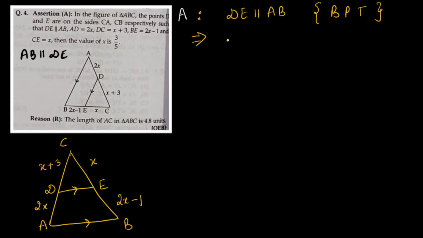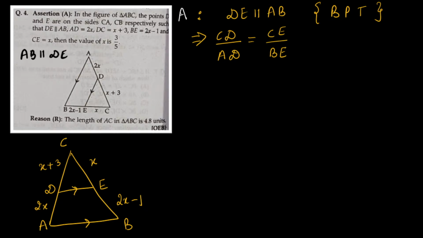So according to BPT, the ratio of the parts of these two sides, AC and BC, will be equal. DE is parallel to AB, that's why the ratio of the parts of these two sides is the same. CD by AD is equal to CE by BE.